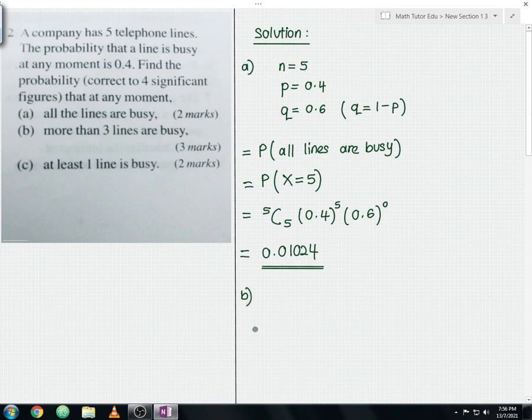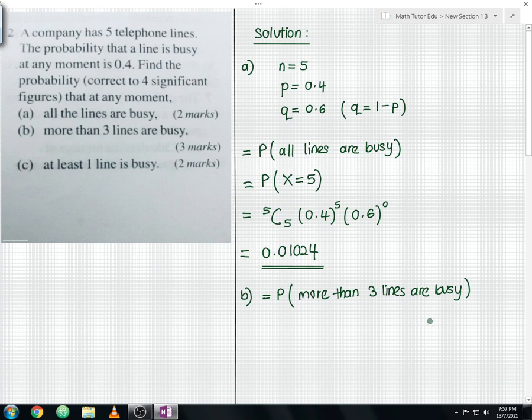Let us proceed with our discussion for question part B, where they ask us to find the probability that at any moment more than 3 lines are busy. Let me write down the working here, starting with the statement form, then I convert it to the equation. So, probability more than 3 lines are busy.